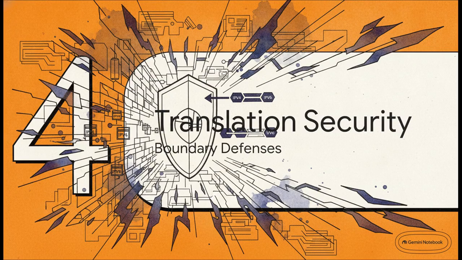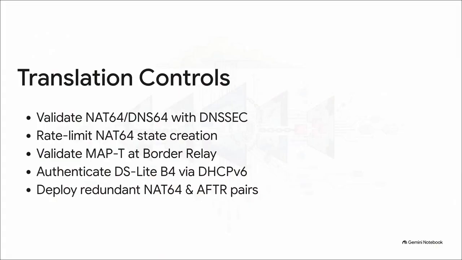Next up, Section 4, Securing Translation Mechanisms. Whenever IPv4 and IPv6 have to talk to each other, they use translators, and those boundaries, they are prime targets for attackers. So let's run through a rapid-fire boundary checklist from the tutorial.